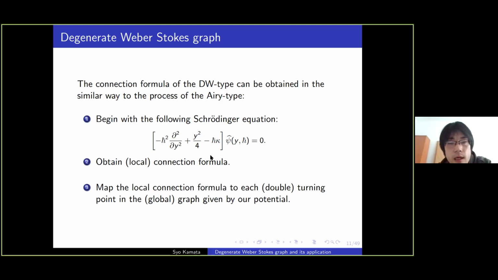And also, in the case of ARA type, this part is just X. But now in the case of degenerate Weber type, it has this kind of form. And then we would like to get the connection formula. Let's say this is the local one. And finally, we will apply this connection formula to our potential. Let's say it's the global Stokes graph.